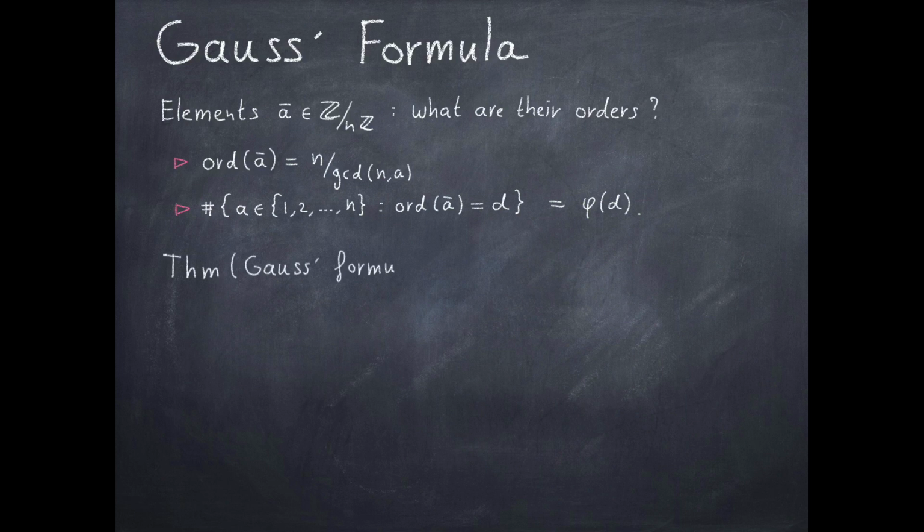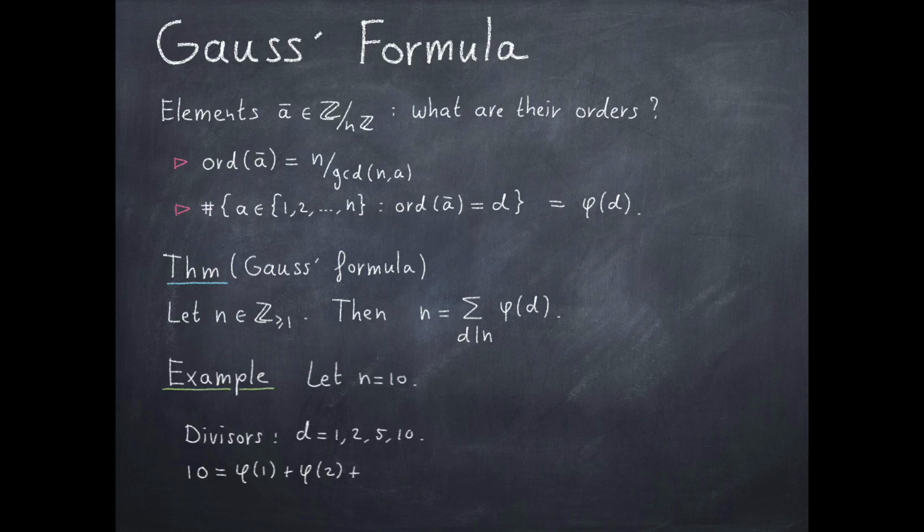So in the group Z mod nZ, the order of any element is a divisor d of n. And for every d, the number of elements of order d is phi of d. Of course, the total number of elements in Z mod nZ is equal to n. So if we sum over all the divisors d of n and take phi of d, this must sum to n. This is exactly Gauss's formula.